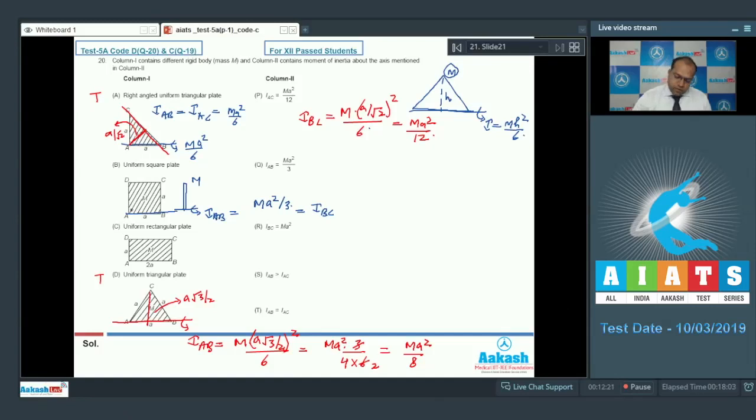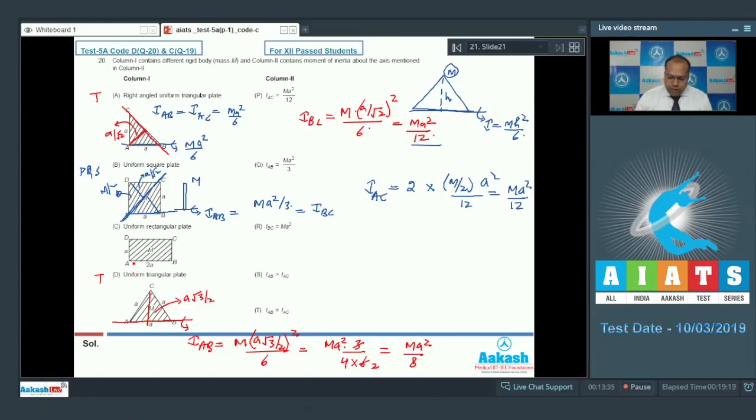Now I have to calculate the moment of inertia about AC. For this, I have to drop a perpendicular. This perpendicular length I have already calculated, that is a by root 2, and the mass of this triangle is m by 2. So I know the formula ma square by 12. The moment of inertia about AC can be written as 2 times m by 2 into a square by 12, so it comes out to be m into a square by 12. So the correct matching will be P, Q and S.